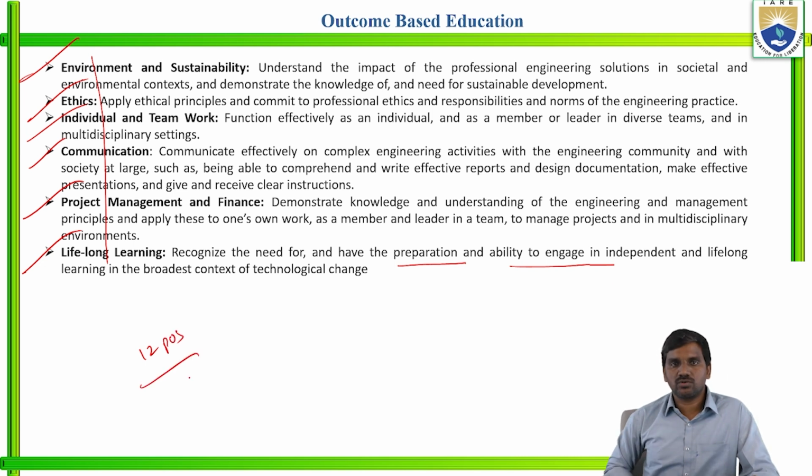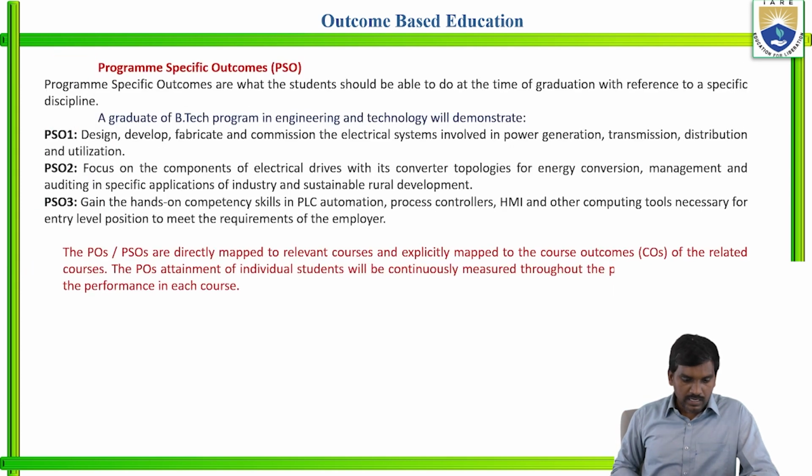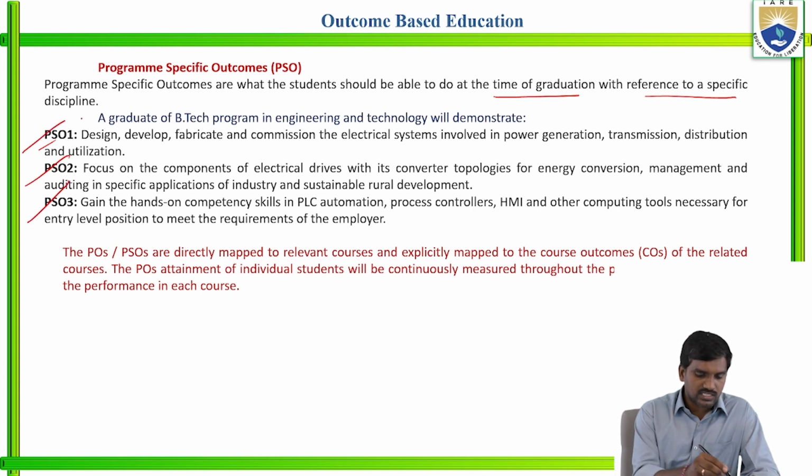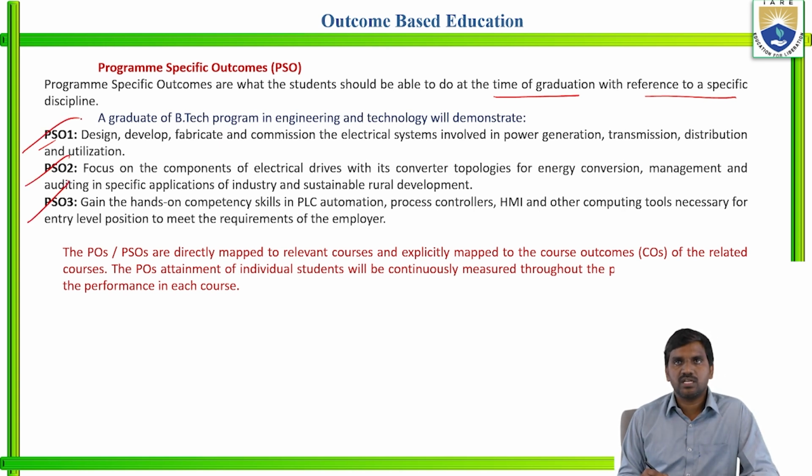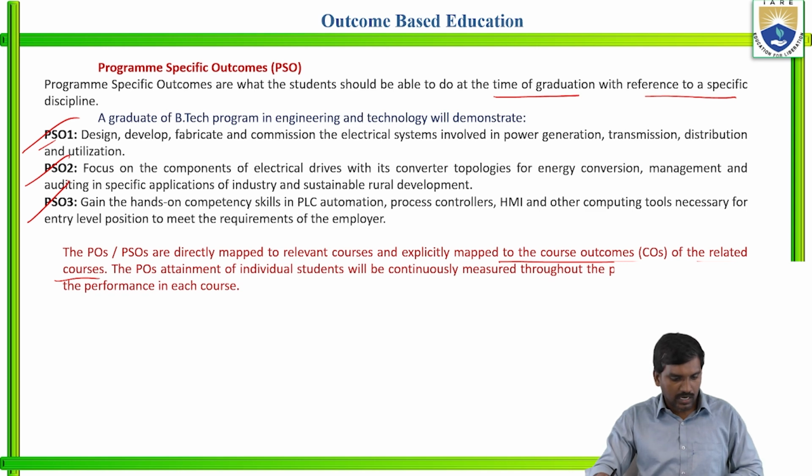We have to map these with our course outcomes when developing the course description of any particular subject. And program specific outcomes: a graduate of the BTech program in engineering and technology will demonstrate PSOs. They describe what the graduate should be able to do at the time of graduation with reference to a specific discipline. PSO1 and so on; these are the three. These are directly mapped with relevant courses and explicitly mapped to the course outcomes of the related courses. The PO attainment of individual students will be continuously measured throughout the period of study based on the performance in each course.